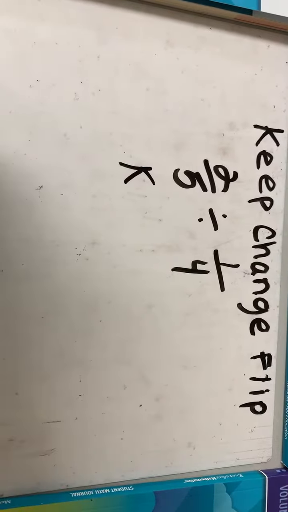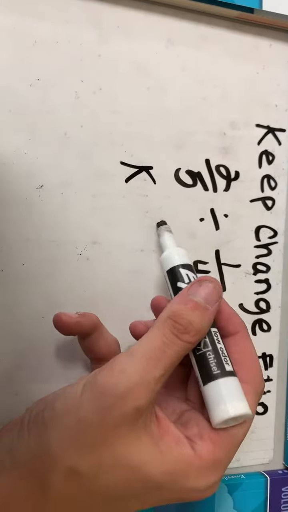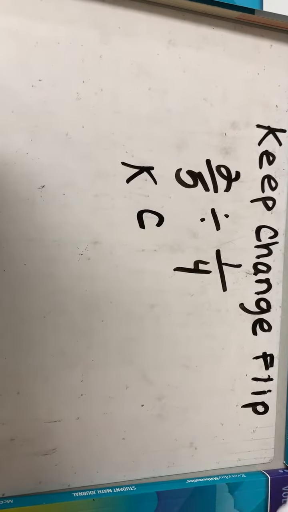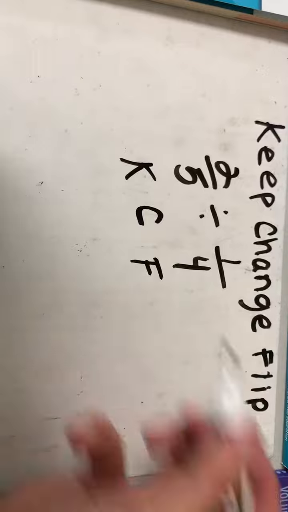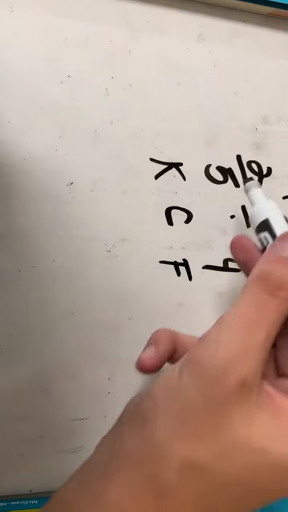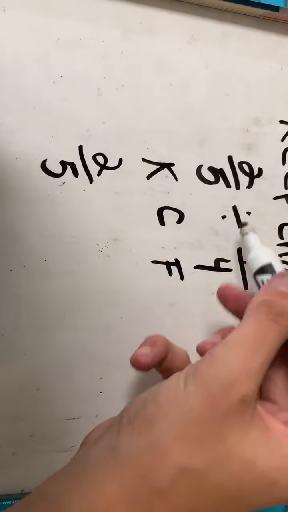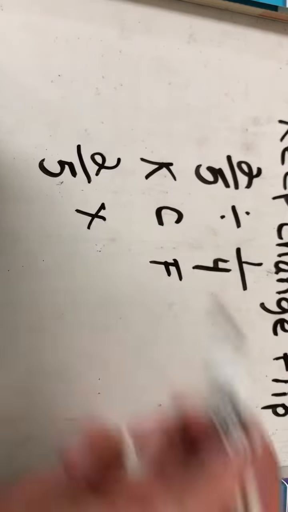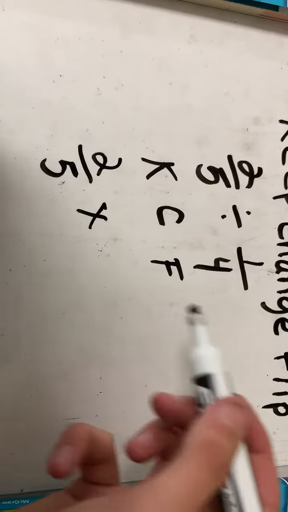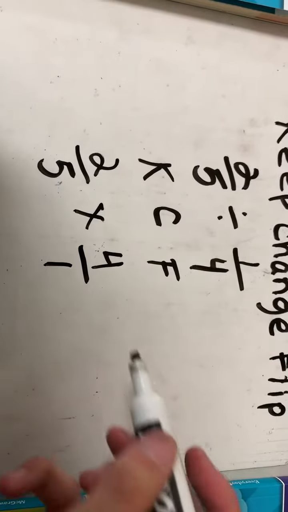So my first part is keep. I'm going to keep 2/5. My second part is change. I'm going to change my sign. And my third part is flip. I'm going to flip the 1/4. So 2/5, I keep it. So I'm just going to write 2/5 again. I'm going to change the division sign to a multiplication sign, and then I'm going to flip 1/4 into 4/1.